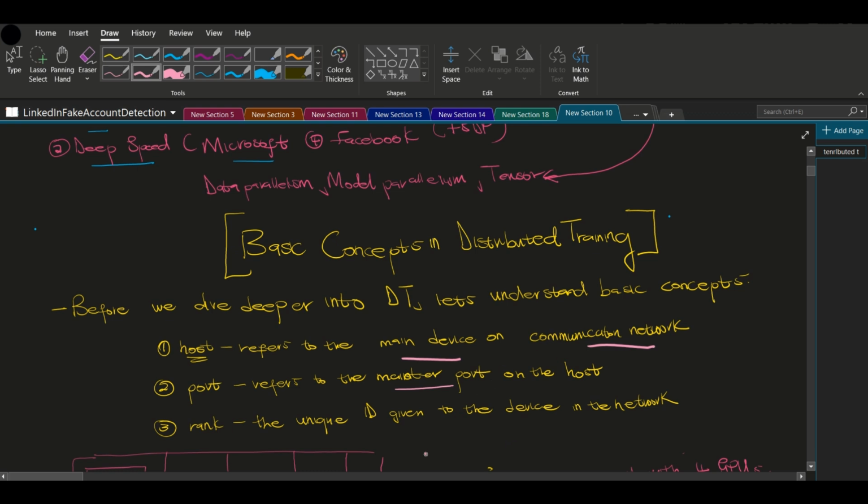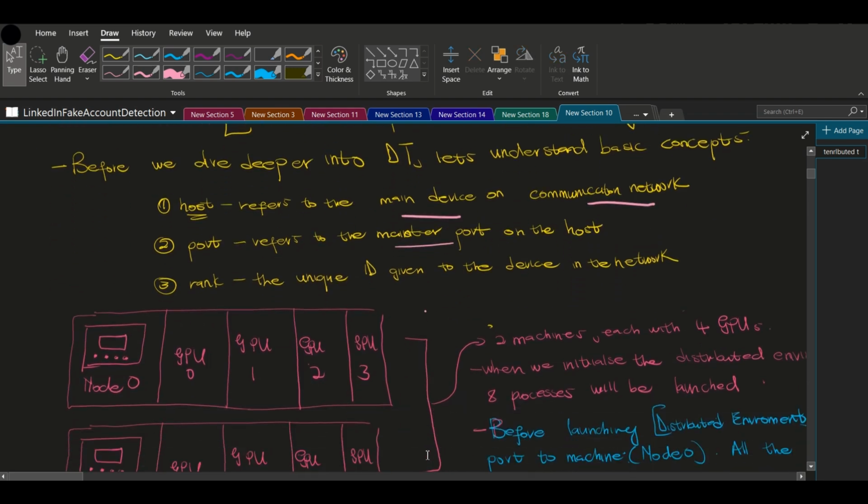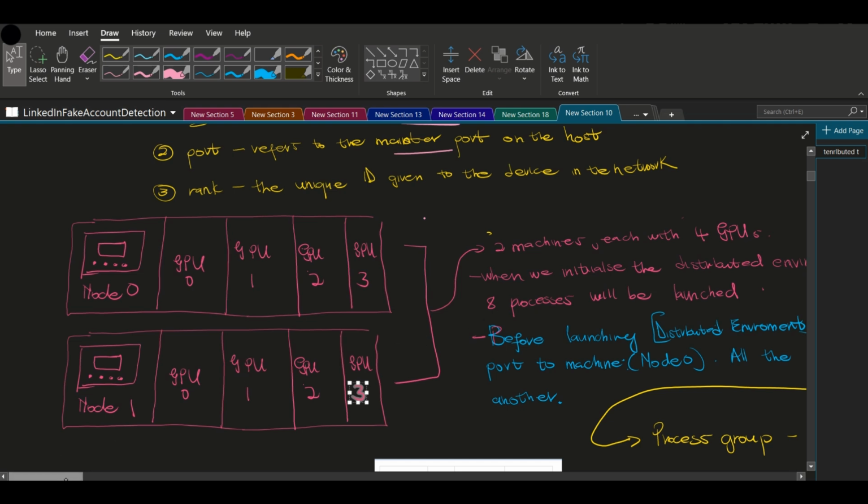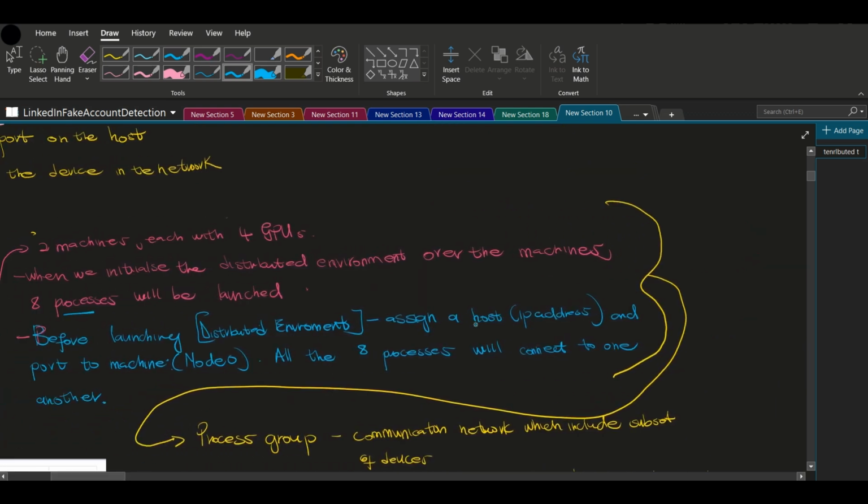I know that might be confusing, but if we look at a visual, let's say we have two nodes: node 0 has 4 GPUs, and node 1 has 4 GPUs. When we launch a distributed environment, we're going to end up with 8 processes being launched. How is this possible? We assign a host IP address and a port to a machine, it could be node 1, so all of these other processes will then communicate with one another using that host and port, right?